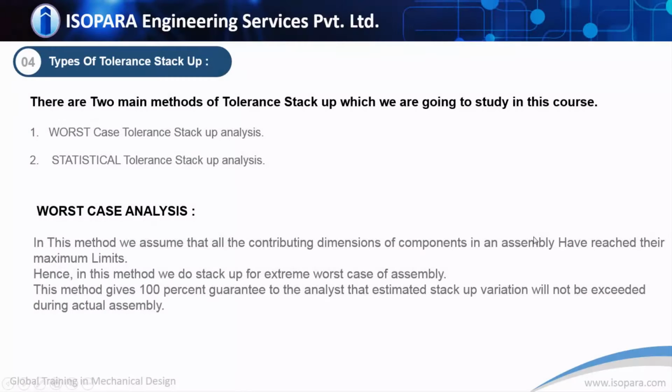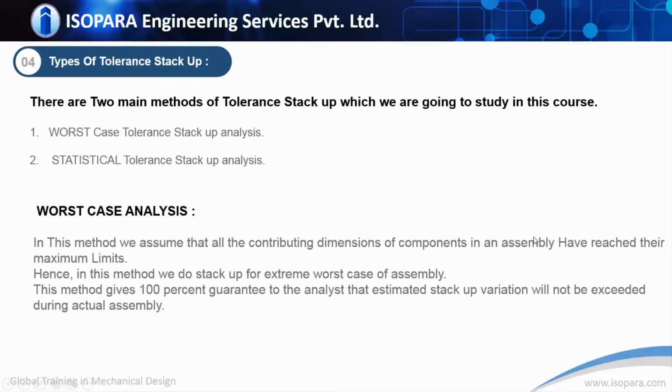Now, we will study types of tolerance stack-up methods. There are two most commonly used methods of tolerance stack-up analysis. First one is the worst case method and second one is the statistical method. The statistical method itself includes many types, but we are going to cover only the root sum square method.